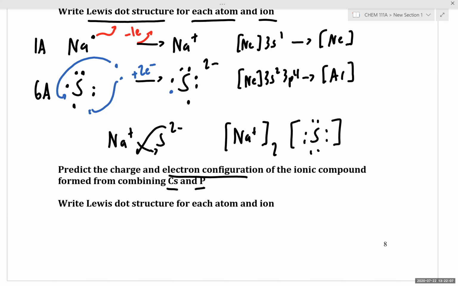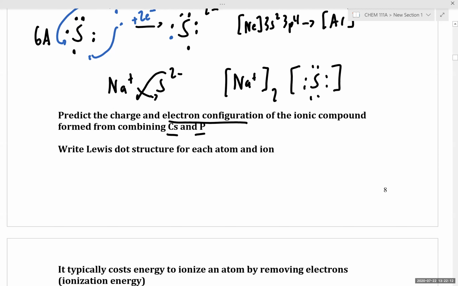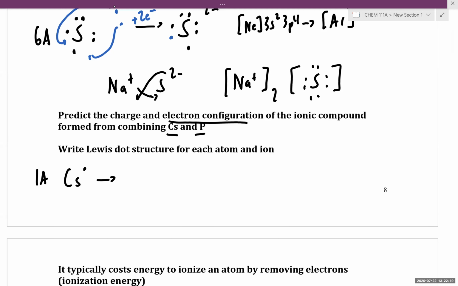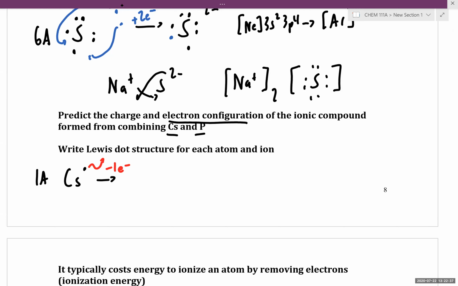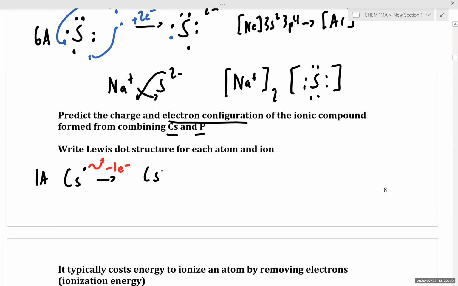Okay, let's discuss this example. Cesium is a group 1A element. Are we going to gain or lose electrons, and how many? You lose one electron. Yep, exactly right. We're going to lose one electron, and that in turn generates cesium plus.